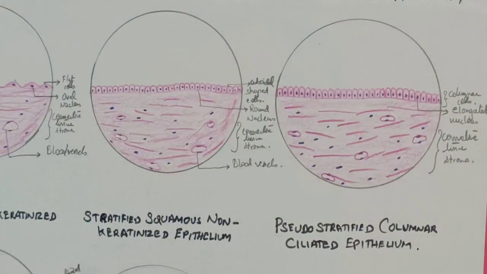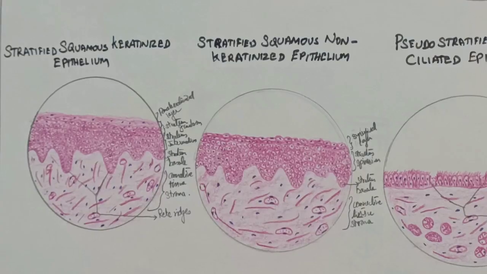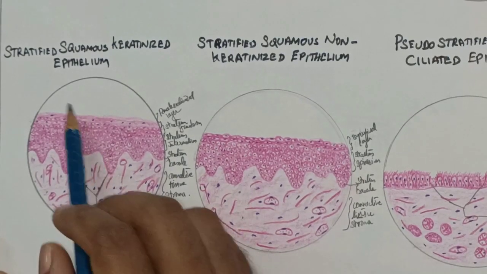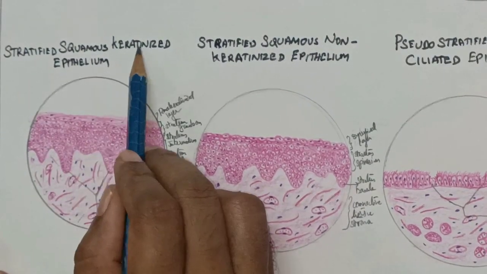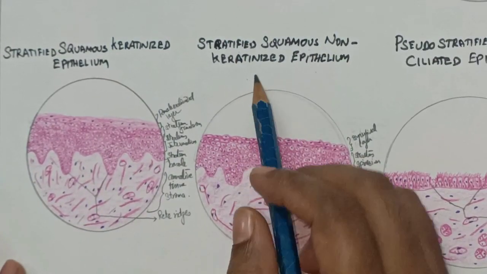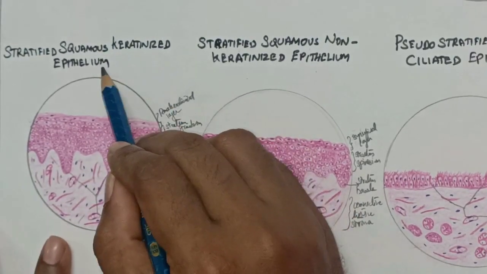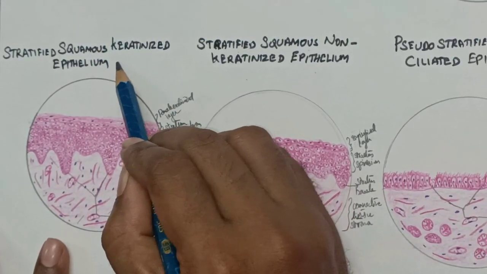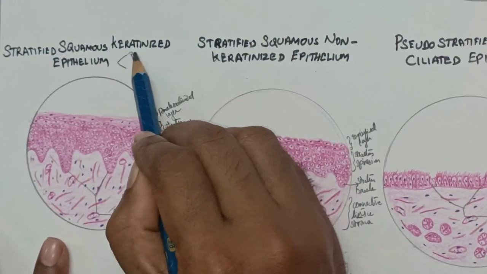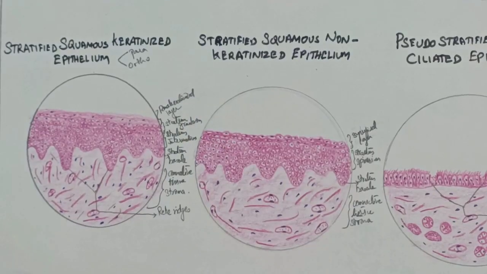Next we move on to the stratified epithelium. In stratified epithelium, you have stratified squamous keratinized epithelium and stratified squamous non-keratinized epithelium. Keratinized epithelium again has two variants: para-keratinized and ortho-keratinized.